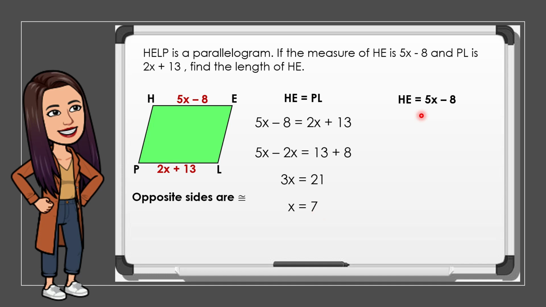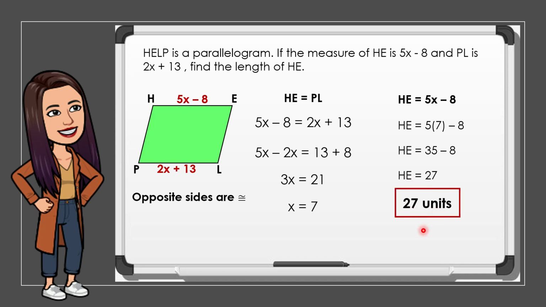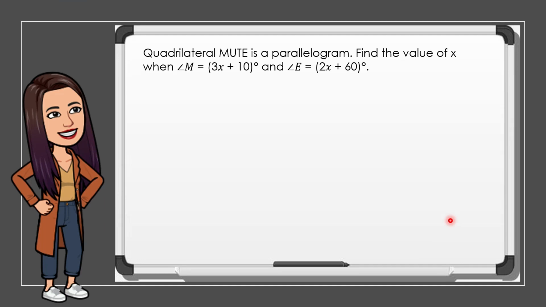Therefore, we have HE, which is equal to 5x minus 8, in which x is equal to 7. Therefore, we have 5 times 7 minus 8, and that is 35 minus 8. And 35 minus 8 is equal to 27. Therefore, the length of HE is equal to 27 units, and that is the answer. Let us have the second one.